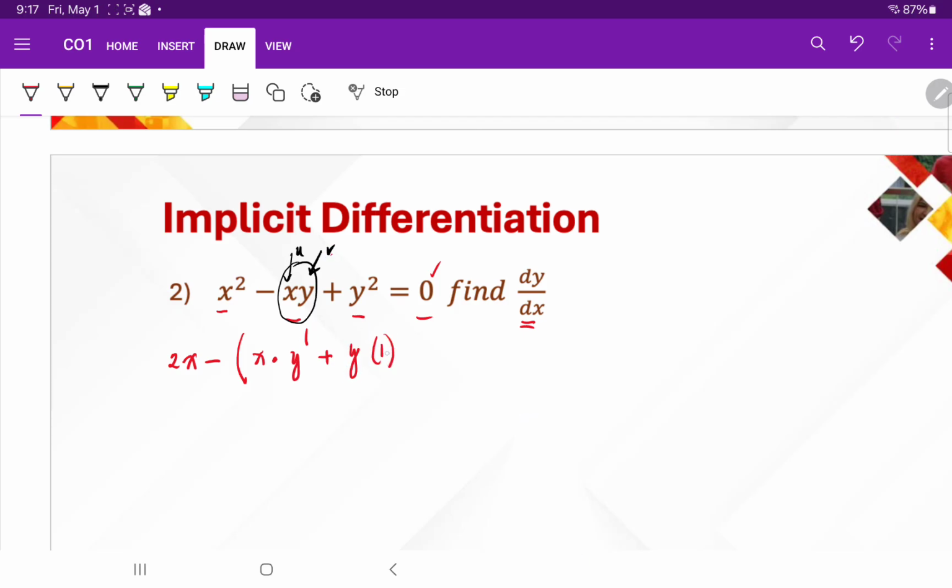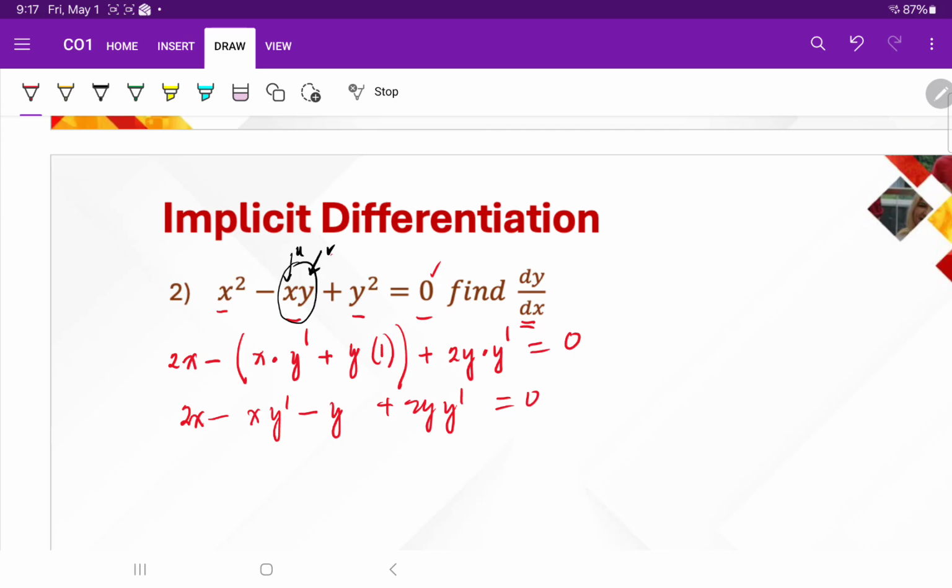Derivative of x is 1. Then plus the derivative of y squared, which is 2y times y prime. And on the right side, you have 0. Then we simplify. Distribute the negative. So minus xy prime minus y plus 2y y prime equals 0.